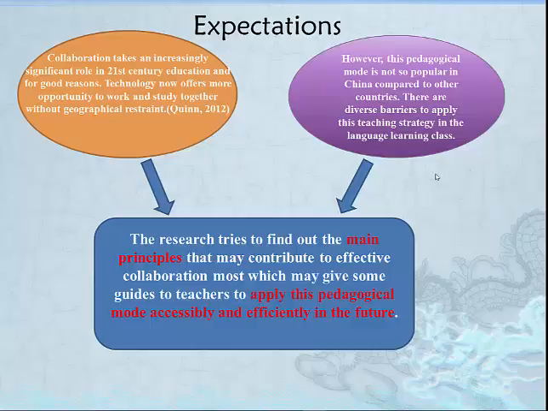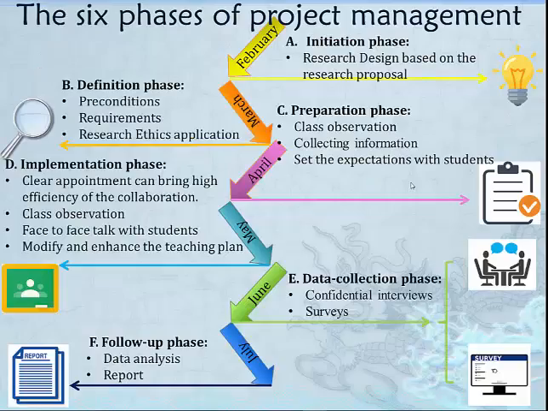For the teacher, it is to find out the main principles that apply this mode accessibly and efficiently in the future. For the students, it is to learn more social skills to collaborate with others, which could be crucial in their further study. The whole process lasts from February to July. It includes 6 phases as follows: initial phase, definition phase, preparation phase, implementation phase, data collection phase and follow-up phase.